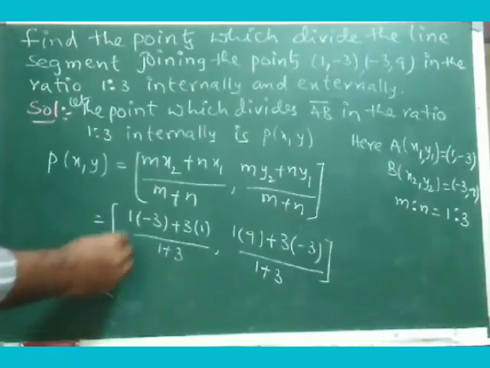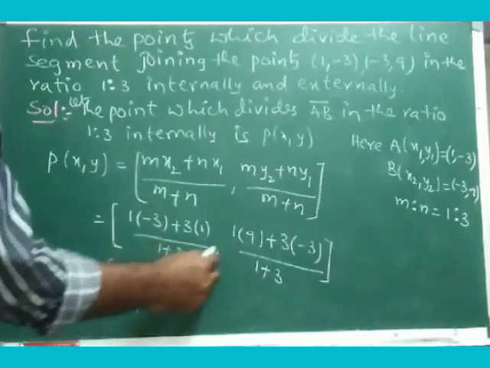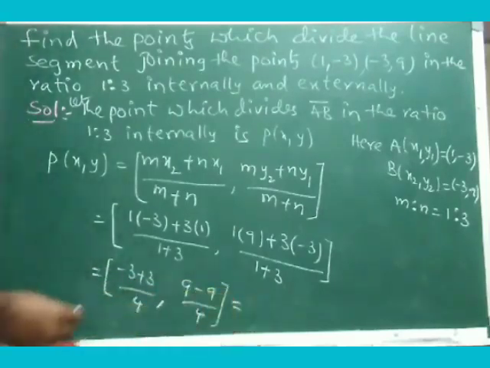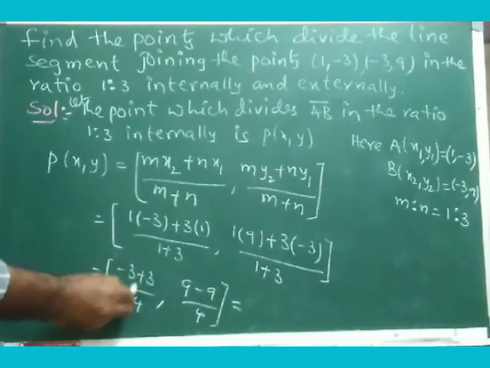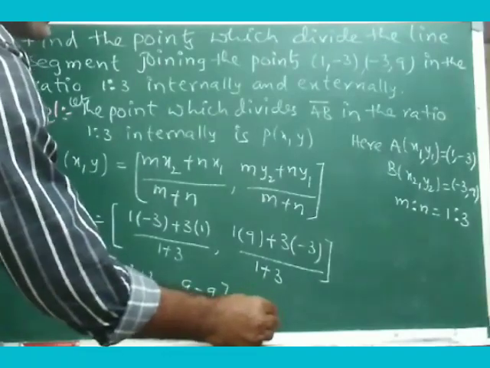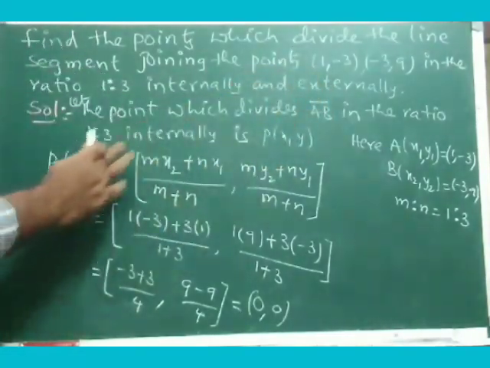Further simplification: (-3 + 3)/4, comma, (9 - 9)/4. Here -3 plus 3 gets cancelled, hence it is 0 by 4, which is 0, and 9 minus 9 is also 0, 0 by 4 is again 0. Therefore the point which divides internally is (0, 0).